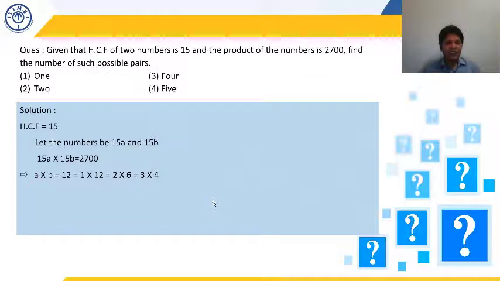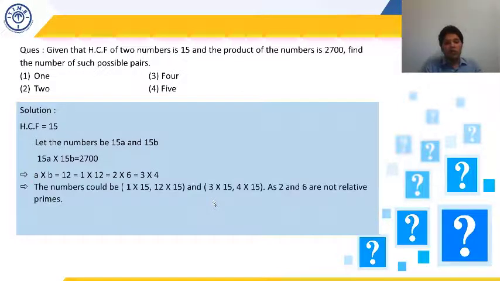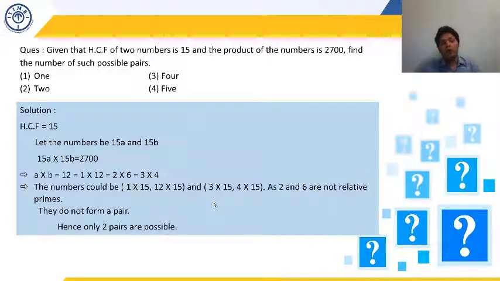But what we have discussed is that A and B have to be a co-prime pair. They should not have anything common between them. Otherwise, our HCF will change. So in 1 into 12 case, nothing is common between them except for 1, so they are a co-prime pair. But in case of 2 and 6, 2 is common between both of them, so the 2 and 6 pair we will not consider. And between 3 and 4 nothing is common, so they are co-prime. So we will consider only two pairs, 1 and 12, and 3 and 4. The 2 and 6 pair will be rejected because it is not a co-prime pair. So the answer here is that only two pairs are possible.